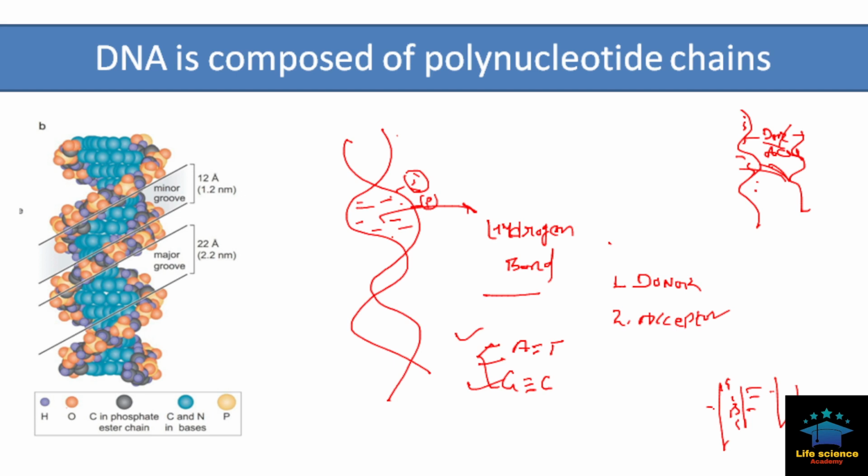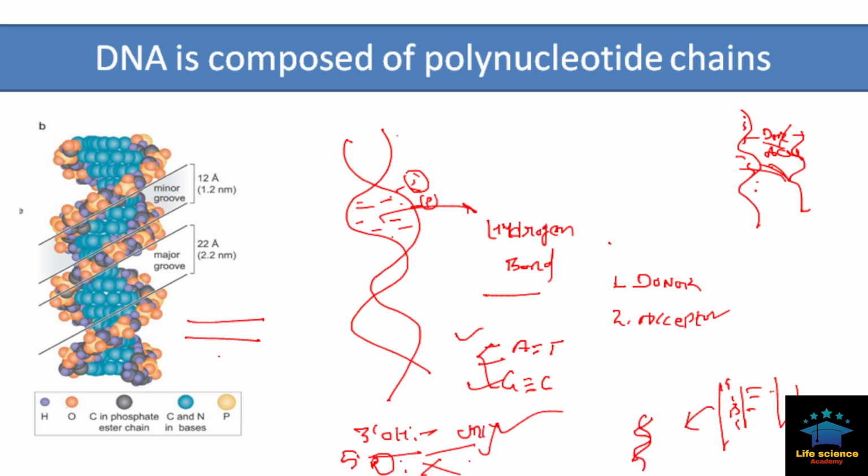5' phosphate is not acting as a polymerizing end. So this is important: DNA is a self-replicating molecule, and this will be the genetic information. Suppose we have the DNA and we have to transfer the genetic information into the next generation. What do we have to do?